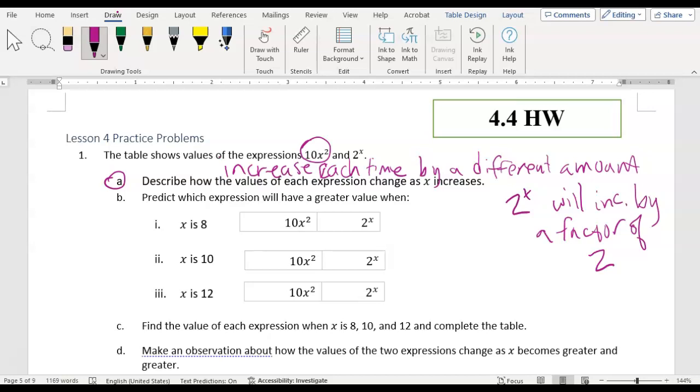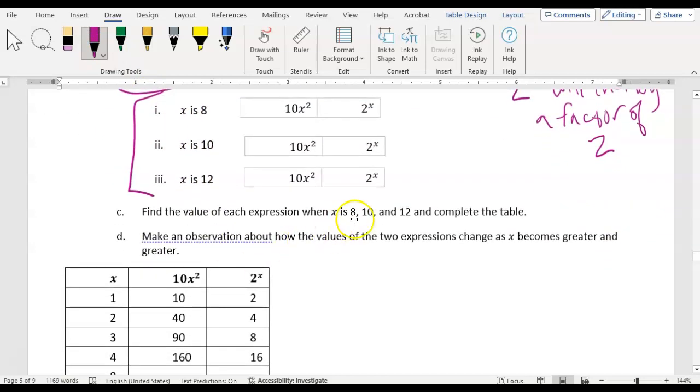Now for this part it says, predict which expression will have a greater value when x is 8. So which of these will have a greater value when x is 8? Well, you know that x squared, or 8 squared, is 64. This would be 640. And then you're thinking about comparing 2 to the 8th power. But for this part, you're just predicting. So you can select whatever you want to select. You pick, all right? There's no right or wrong answer. I just want to see that you actually chose and that you thought about which one you think would have a greater value when x equals 8, 10, and 12.